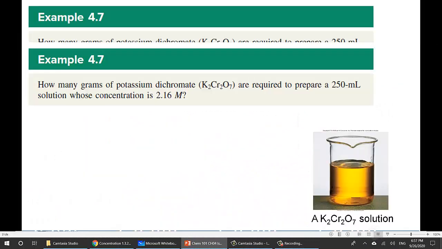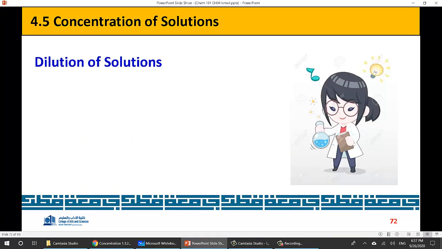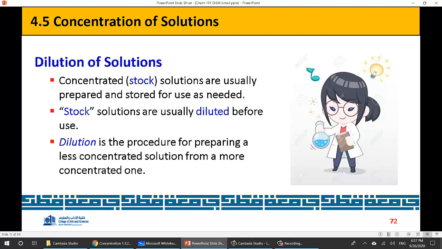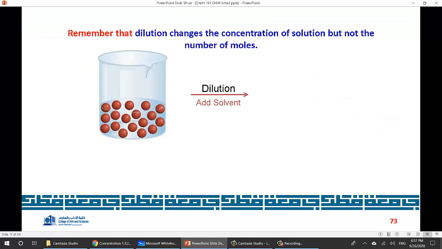Now we come up to another definition, which is dilution. Sometimes in the lab you already have a concentrated solution, and you want to prepare a diluted sample of that solution. Concentrated or stock solutions are usually prepared and stored for use as needed, and stock solutions are usually diluted before use. Dilution is basically the procedure for preparing a less concentrated solution from a more concentrated one. Remember that dilution changes the concentration of a solution but not the number of moles.